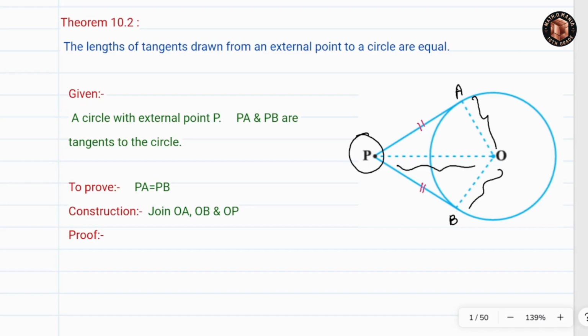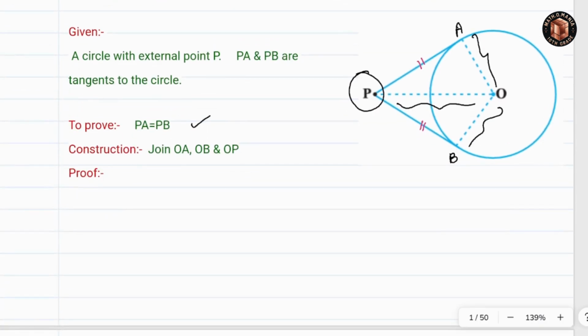Okay. So what all things are given? A circle with the external point P, and PA and PB are the tangents to the circle. Here we have to prove that PA equals PB. Then what do we have to write? We have to do one more construction here. That is, join OA, OB, OP. After joining, what we will get? Here we are getting a quadrilateral OAPB. Okay, once after this construction, we are getting a quadrilateral. So let's write it here. Now we get the quadrilateral OAPB.